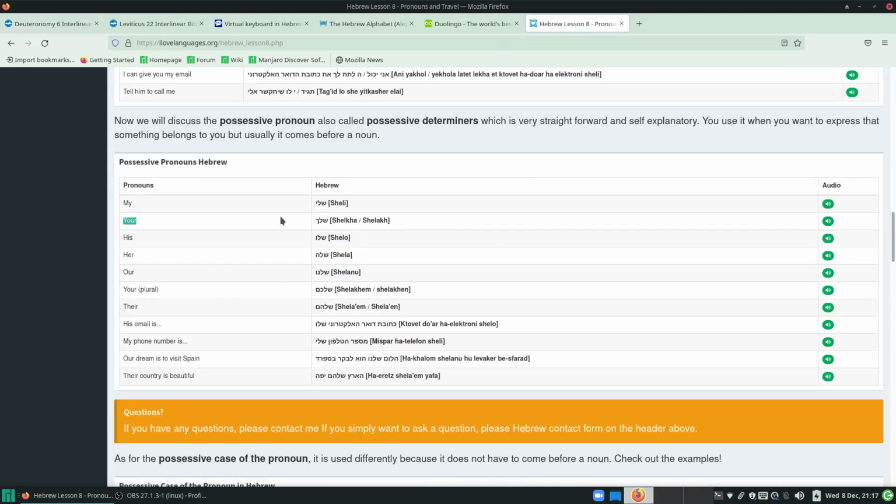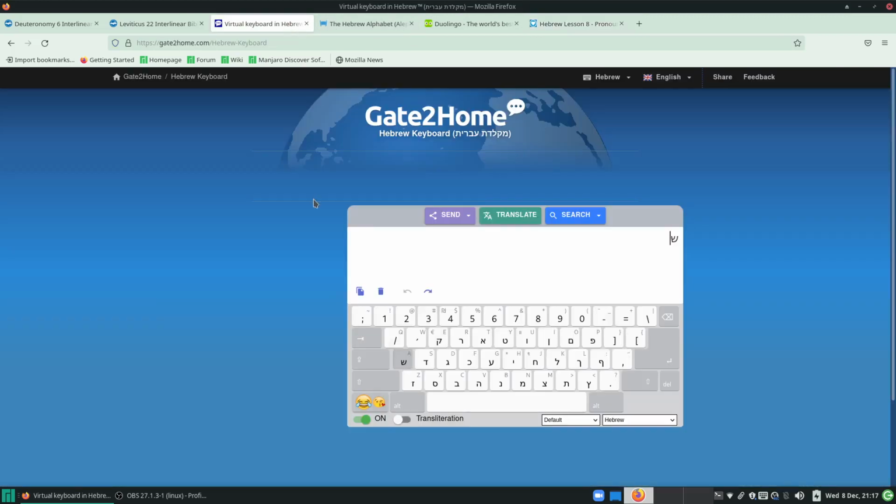If you see here, possessive pronouns in Hebrew. This singular your is shelcha, and you see the singular Kapf at the back. And if your is plural, it becomes shelachem. The chem, you see a Kapf here, and then you see a final mem, the M looking letter. So let me type that out for you on the virtual keyboard. Shelcha is singular and shelachem is plural.